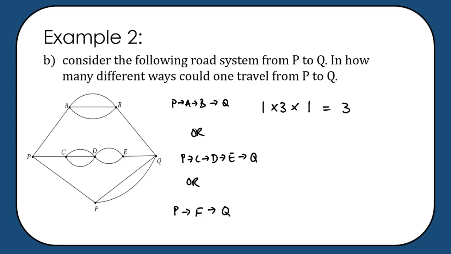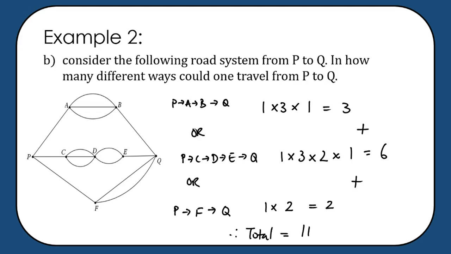P, C, D, E: P to C there's only one option, C to D there are 3 options, D to E there are 2 options, and E to Q there's 1 option. So there are 6 different ways we could travel from P to Q via C, D, E. And from P to F, only one option to get from P to F, and then 2 options to get from F to Q. So 2 different ways we could go from P to Q via F. So therefore, for the total number of different journeys that could be taken, we've got "or" here, so we're going to add 3 plus 6 plus 2, so there are 11 different ways.